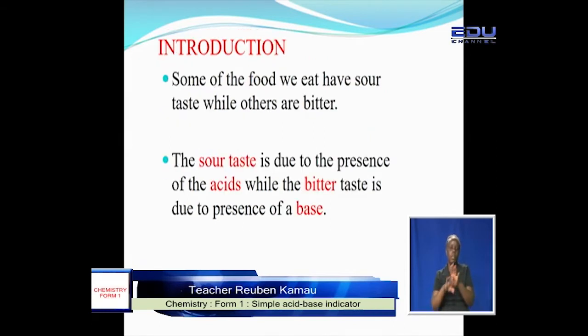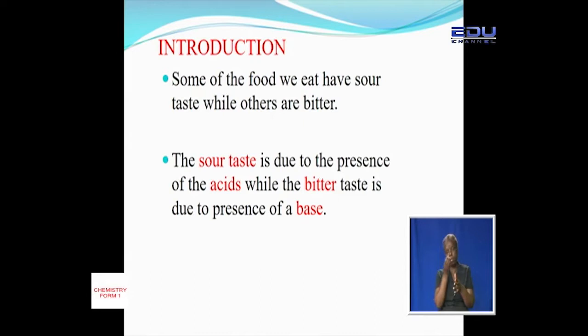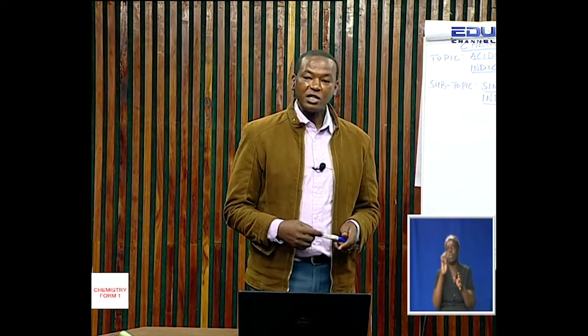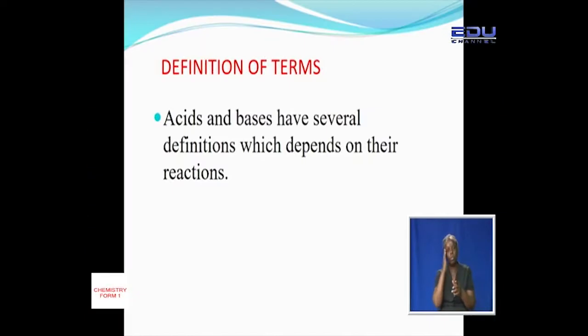We know that some of the food we eat has a sour taste. Others are bitter. The sour taste is due to the presence of acids, while the bitter taste is due to the presence of bases. Therefore, we need to know how to define acids and bases, and the definitions of acids and bases depend on their reactions.